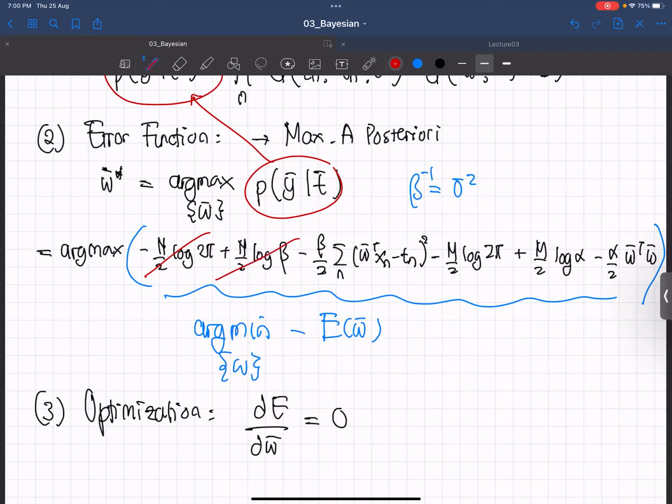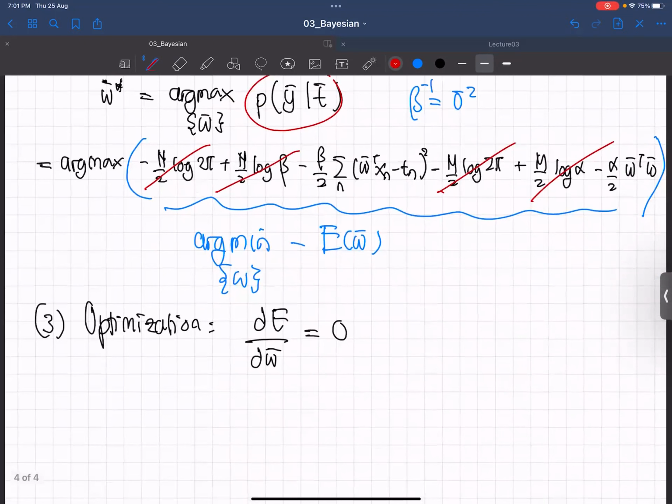No W there, it's constant. There is a W in the third one. The fourth one, there's no W. This one, there's no W. So actually, you end up with optimizing two terms. Okay, so let's try to find the derivative of those two terms.